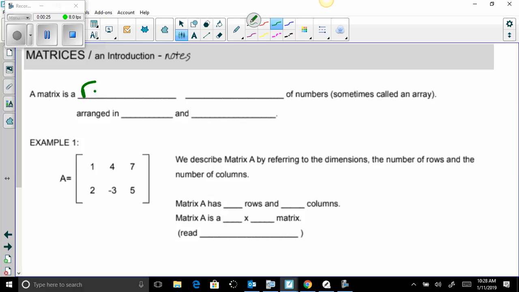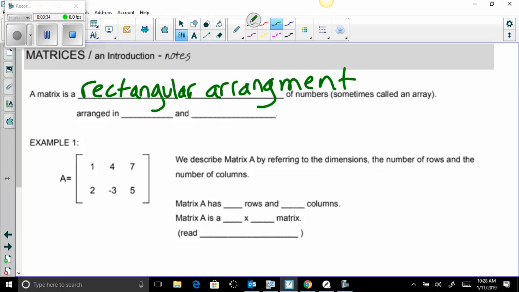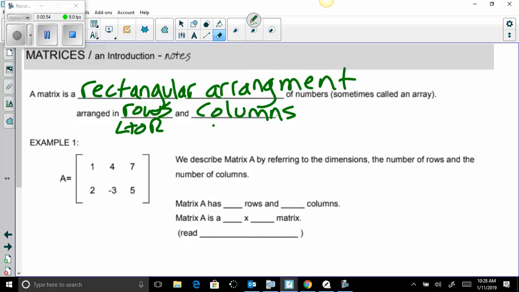It is a rectangular arrangement of numbers, and those numbers are sometimes called an array. They are arranged in rows and columns. Remember, rows go left to right, columns are up, or I should say top to bottom.